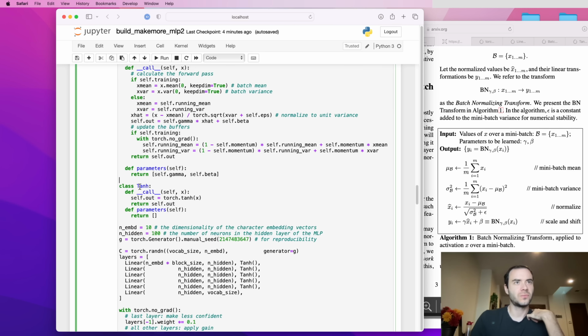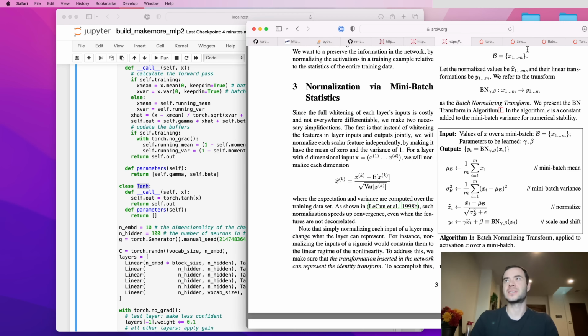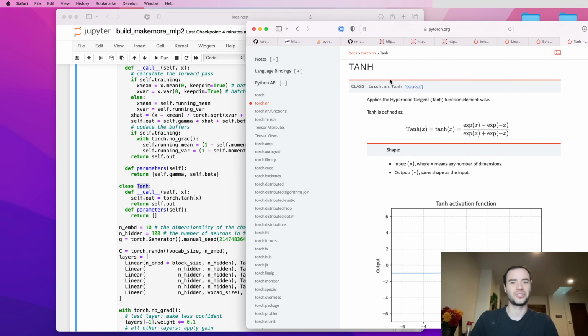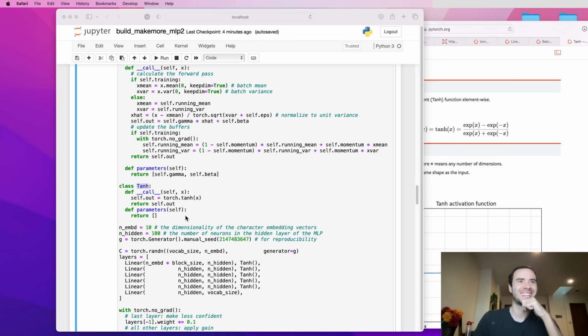Okay, now scrolling down, we have the tanh layer. This is very, very similar to torch.tanh, and it doesn't do too much. It just calculates tanh, as you might expect. So that's torch.tanh, and there's no parameters in this layer.